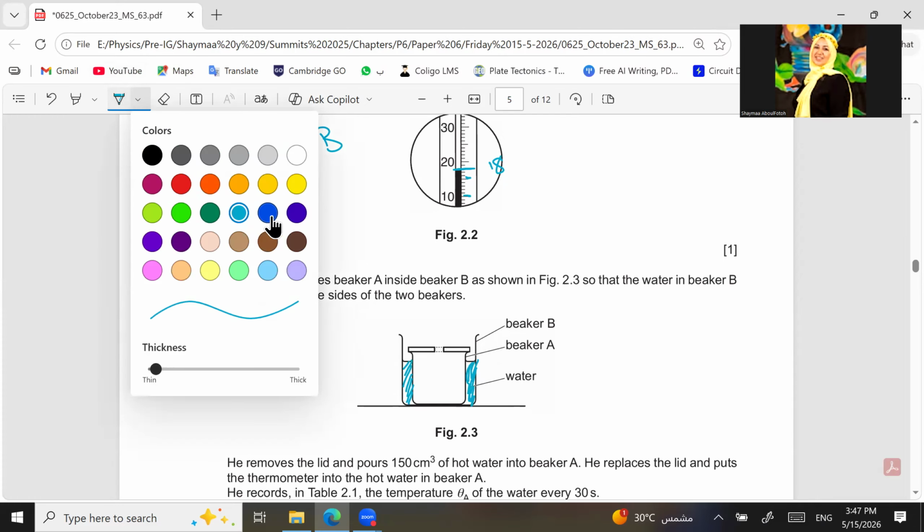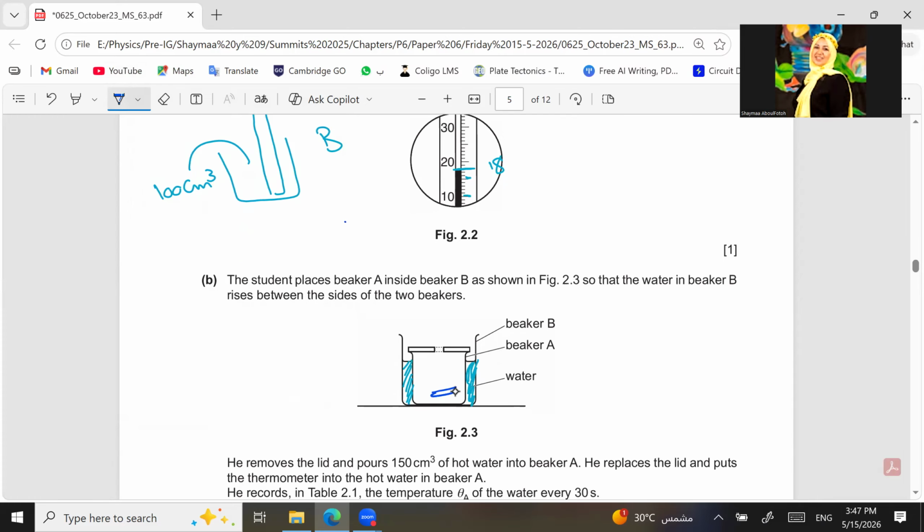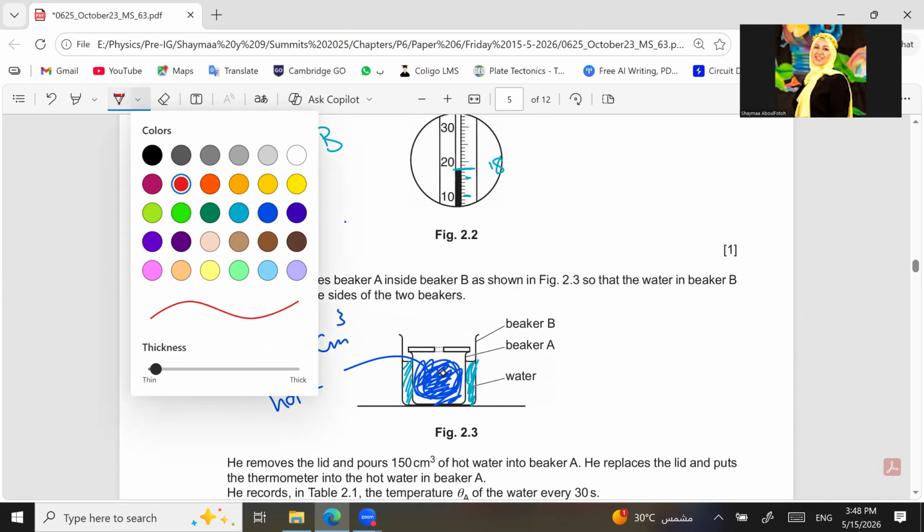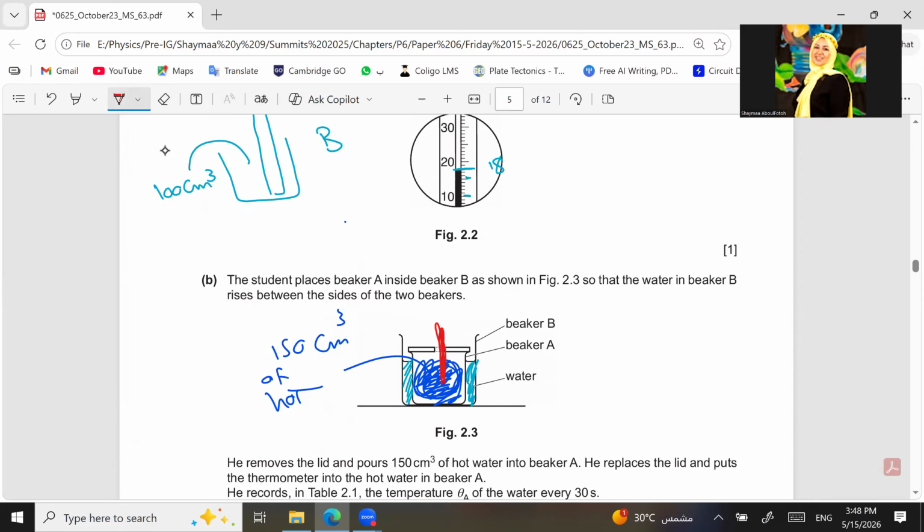I remove the lid and pour 150 cm³ of hot water into beaker A. I add 150, sorry, 150 cm³ of hot water in beaker A. He replaces the lid and puts the thermometer into the hot water in beaker A. And he records in table 2.1 the temperature θA of the water every 30 seconds. I'm going to take the temperature of the water every 30 seconds.